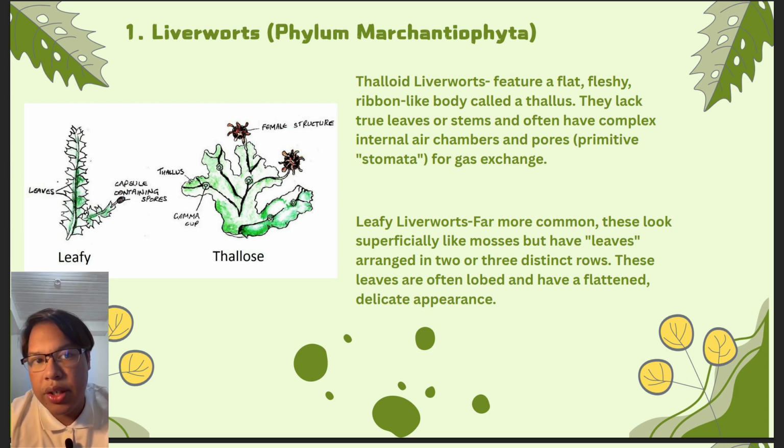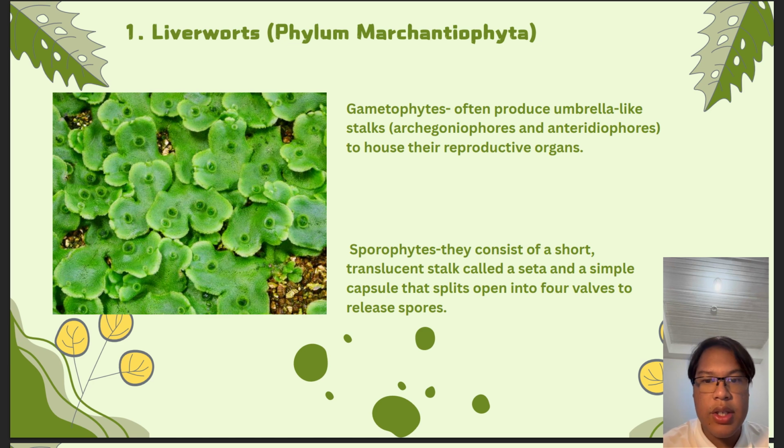They have simple internal spaces and small openings, like a primitive stomata, to exchange air. Meanwhile, leafy liverworts are much more common and look a little bit like mosses. They have quote-unquote leaves arranged in 2 or 3 clear rows, and these leaves often have rounded edges that look flat and delicate. Now we can actually move on to talking about the liverwort's gametophyte and sporophyte.